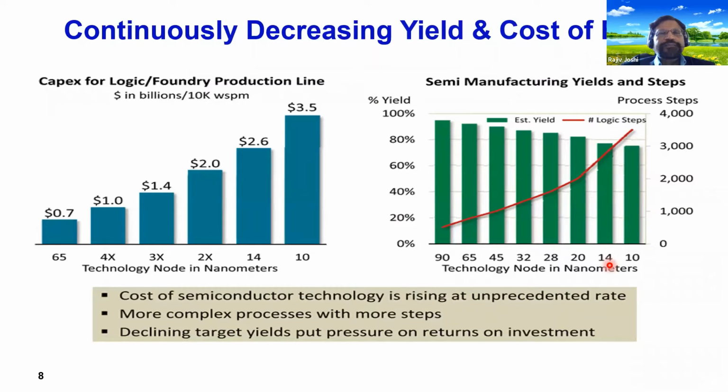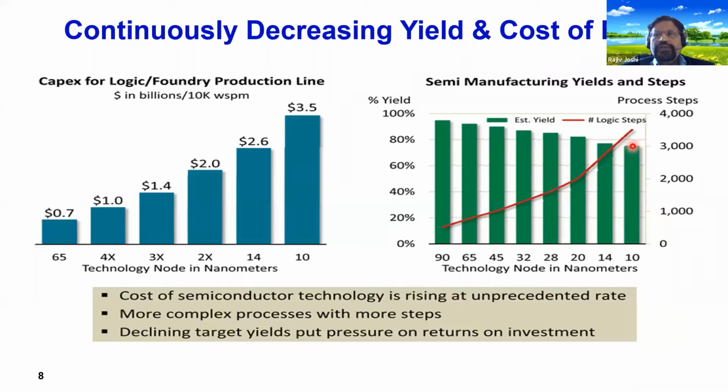So what is happening is, continuously the yield is decreasing, and the cost is ramping up quite a bit. You can see these charts. I don't have to go through them in detail because of the time limit, but you can see the semiconductor manufacturing yield and the technology node in nanometers, and the yield is going down here.